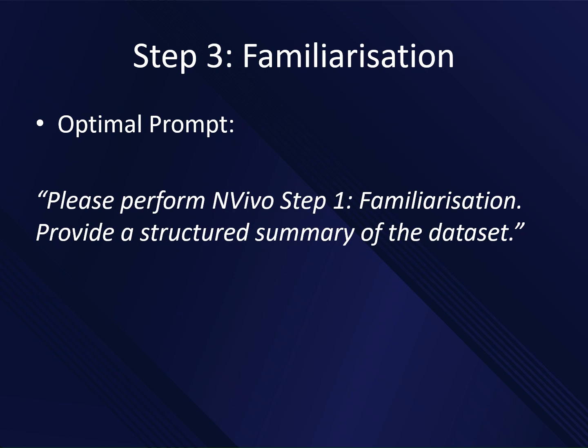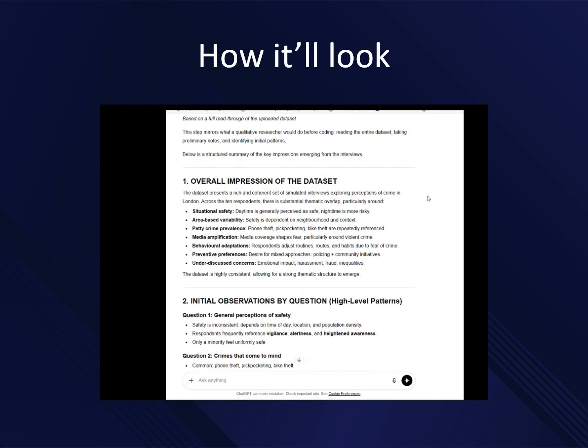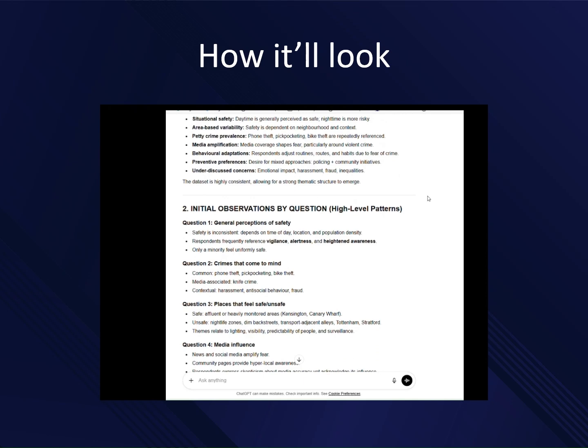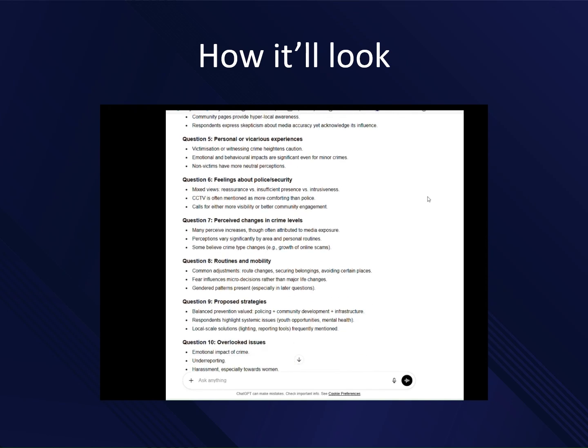Now we begin phase 1 of thematic analysis. Ask ChatGPT to summarize key patterns in the dataset using the prompt, "Please perform Nvivo Step 1 Familiarization. Provide a structured summary of the dataset." This is what the ChatGPT output should look like from the familiarization step.